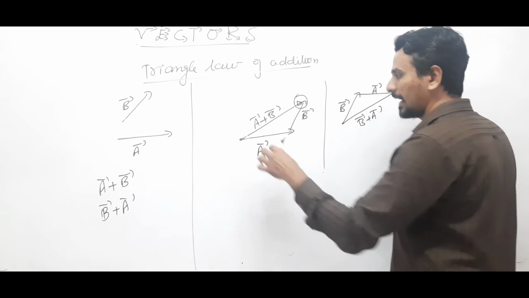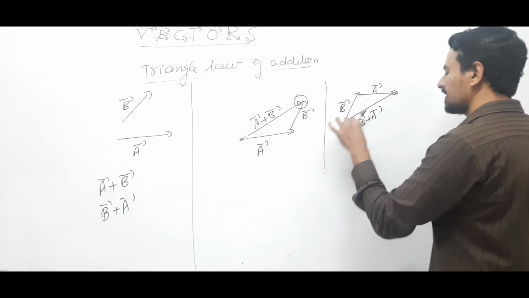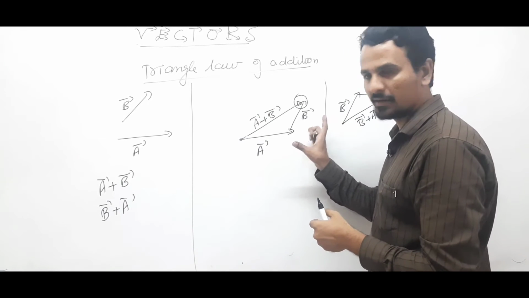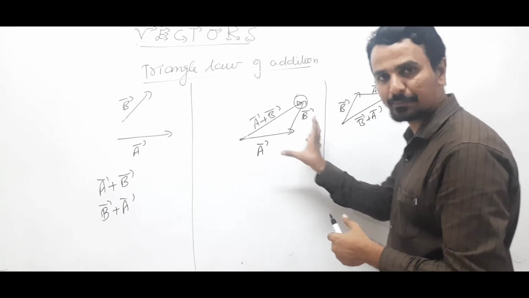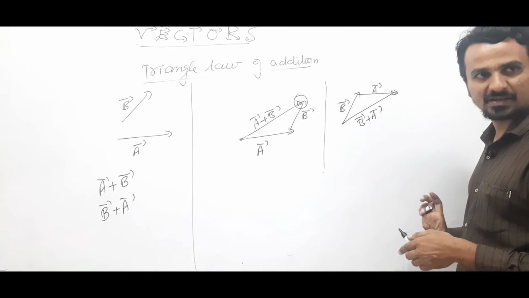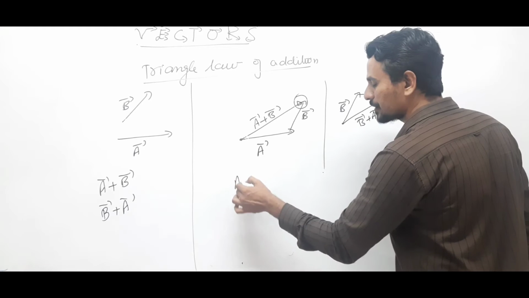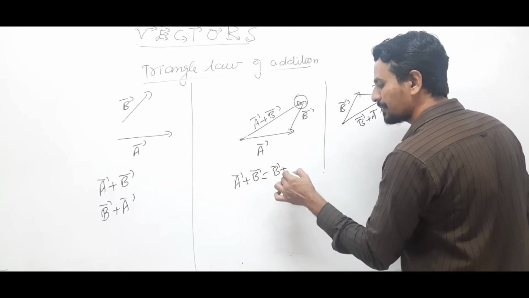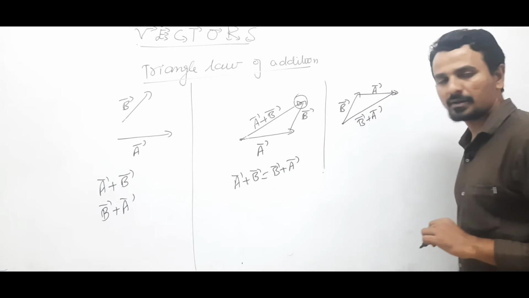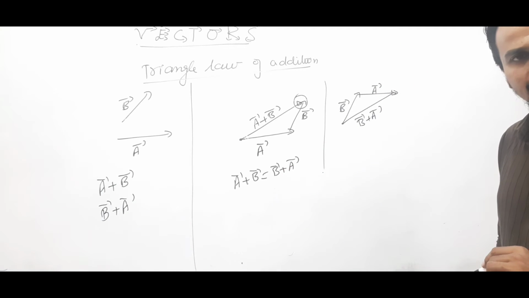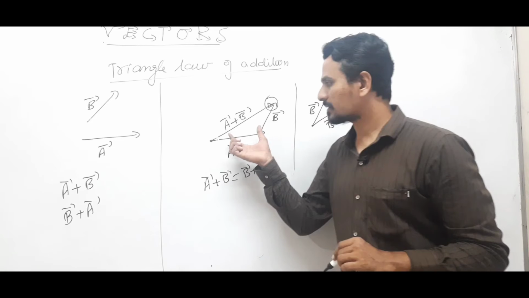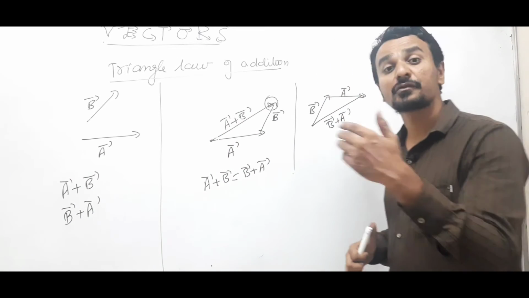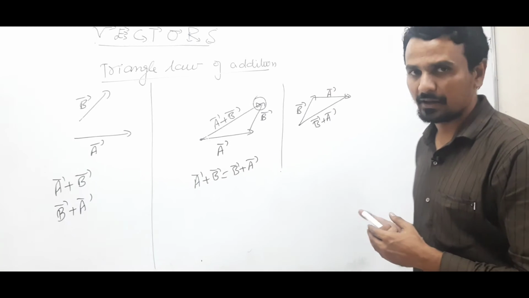See, A plus B is in this direction, B plus A is also in this direction. If you measure with the help of a scale, the length of A plus B will be equal to the length of B plus A. From this, we can conclude that vector A plus B is equal to vector B plus A. Clear? And this method is known as the law of addition of two vectors by the help of the triangle method.